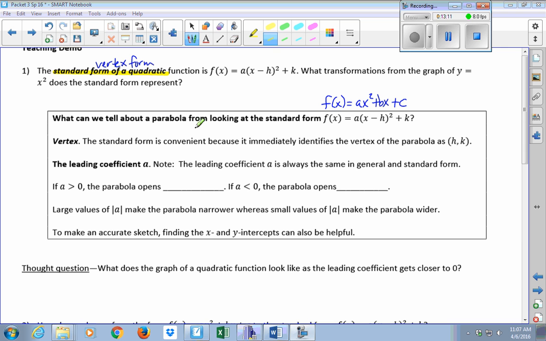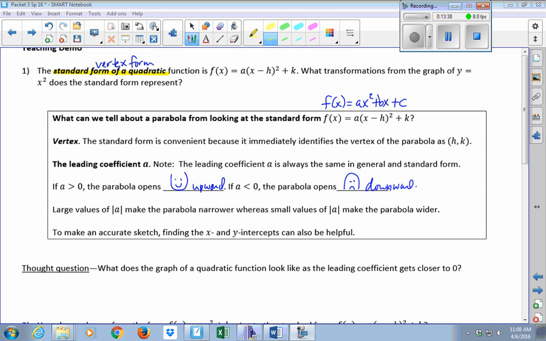a also tells us something about how the parabola opens. If a is positive, the value for a is positive, the parabola opens, it's just really a review of 096 stuff, up, right? It's a happy parabola, right? It opens upward. And if a is negative, well, negative people tend to be sad, it opens downward.